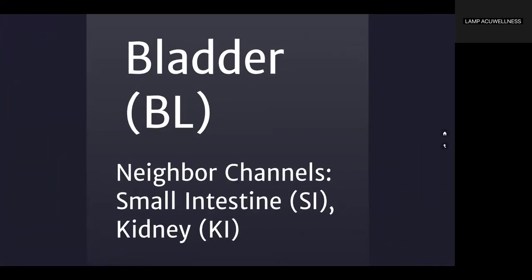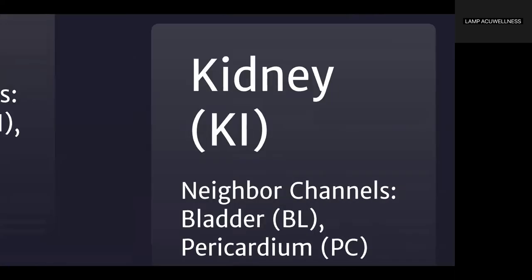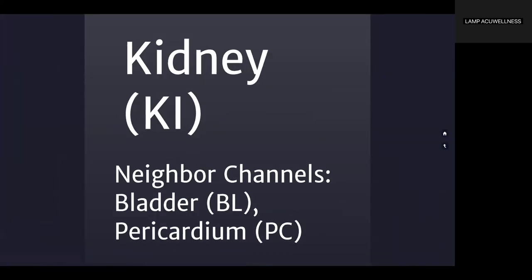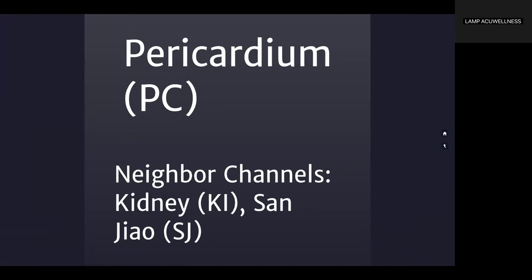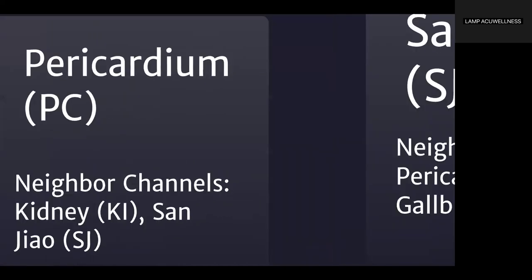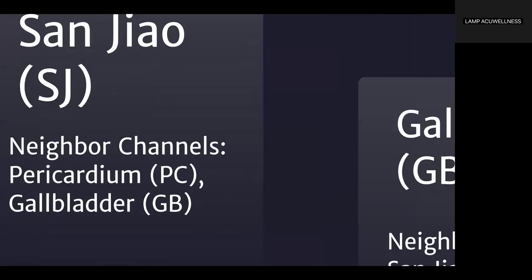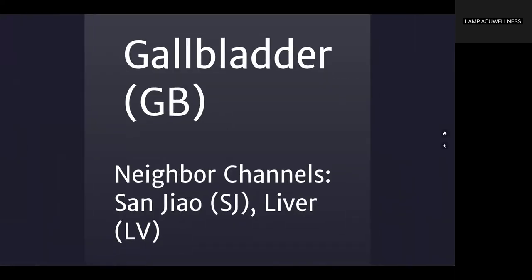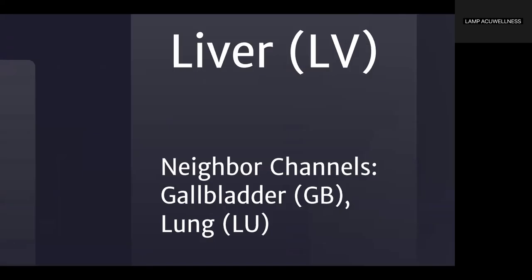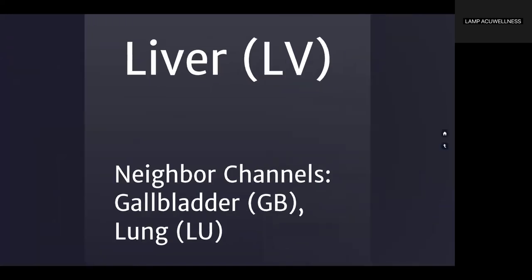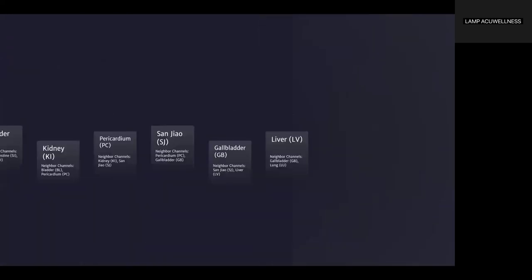Bladder, neighbor channels are small intestine and kidney. Kidney, neighbor channels: bladder, pericardium. Pericardium, neighbor channels: kidney, Sanjiao. Sanjiao, neighbor channels: pericardium, gallbladder. Gallbladder, neighbor channels: Sanjiao, liver. Liver, neighbor channels: gallbladder, lung.